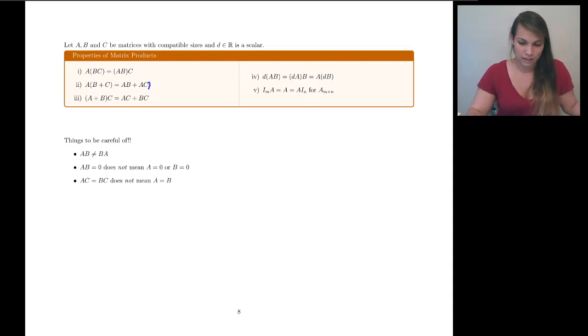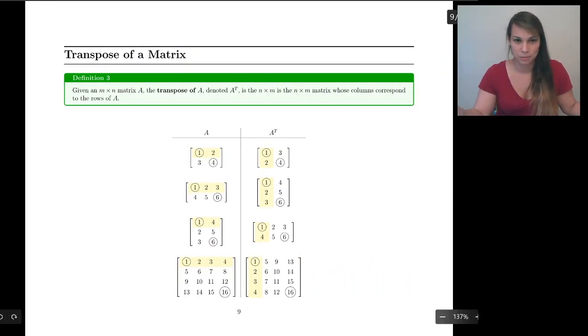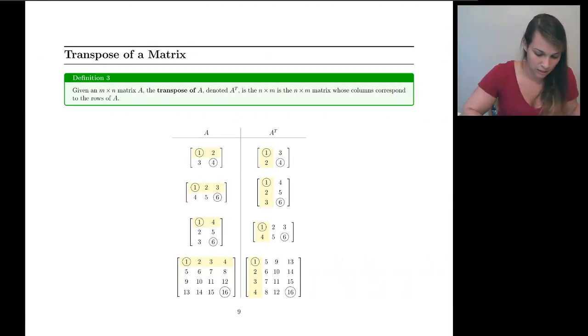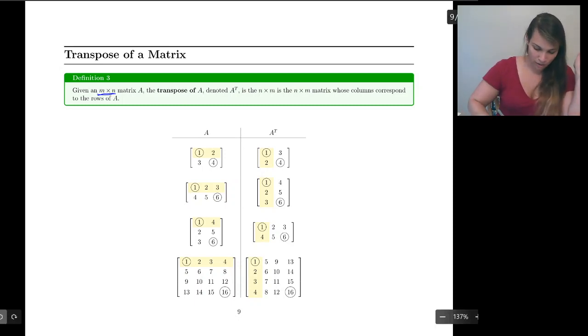Okay. Flipping to a different kind of topic, transpose of a matrix. So let's say we have an m by n matrix, just like we've been doing. We'd say that the transpose, denoted by A to the T, is an n by m matrix. Notice that those are flipped.